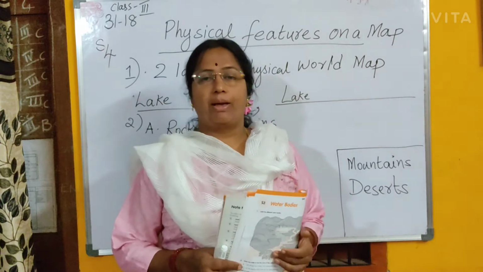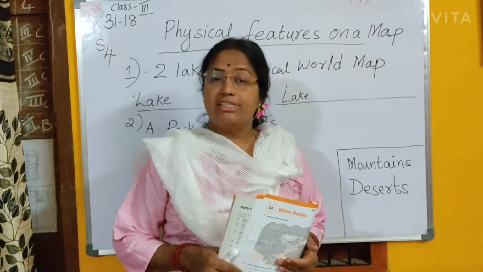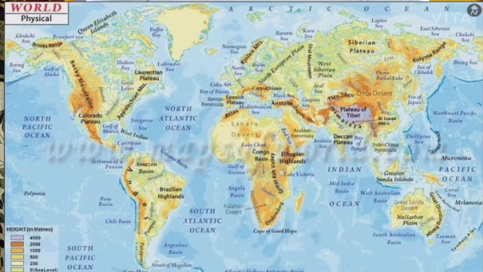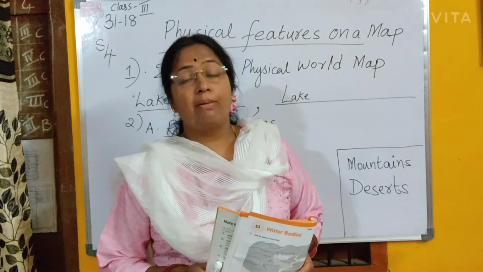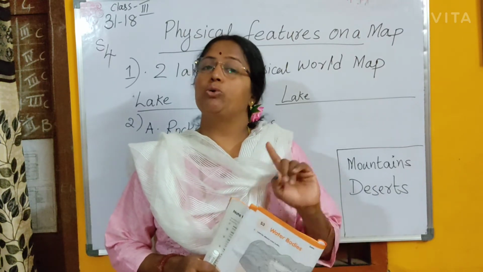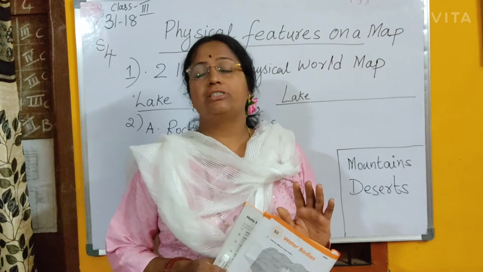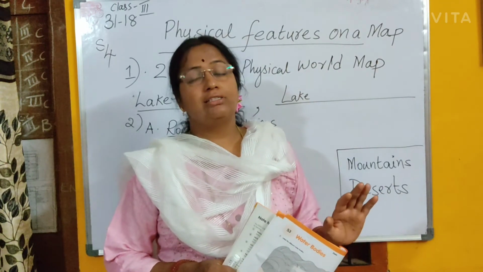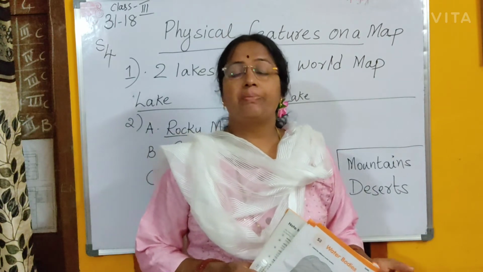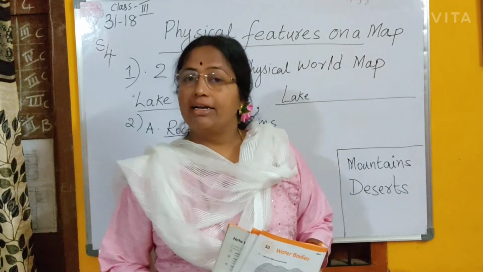Physical map. What is a physical map? A physical map shows all the physical features found in a place. Whether there are mountains or hills or lakes or rivers there, it will show that.